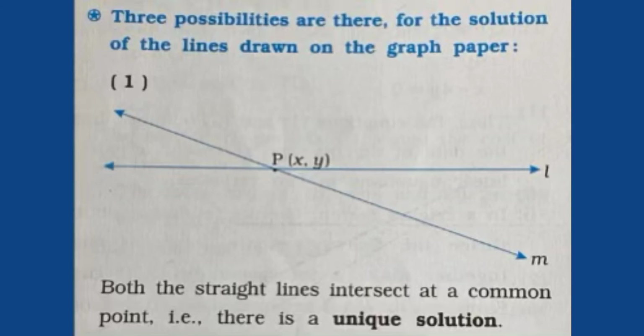Here you can see the figure that two lines L and M are intersecting each other at point P. So if the graph of these two lines L and M is drawn on the graph paper, both straight lines intersect each other at one common point, that is P(x, y). Therefore the solution of these two lines is P(x, y). So we can conclude that if two straight lines intersect each other at a common point, then they have a unique solution, that is only one solution.